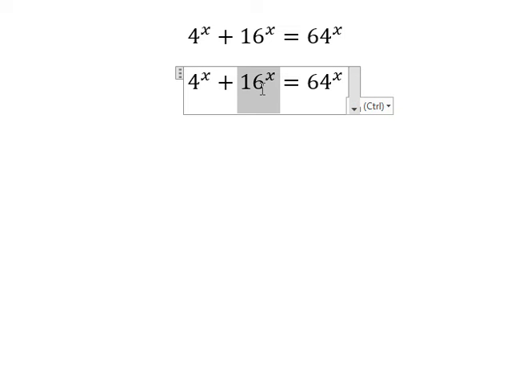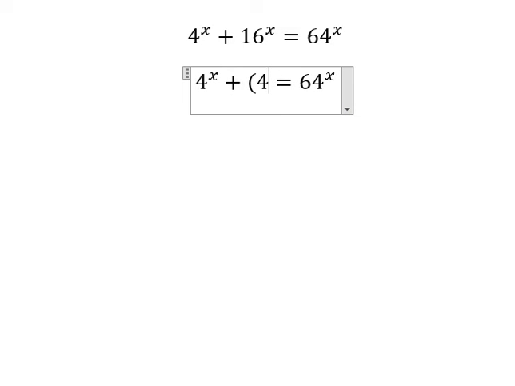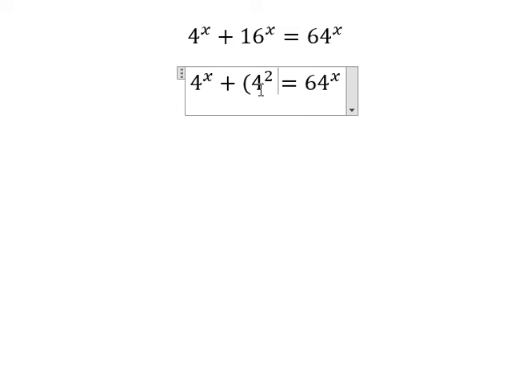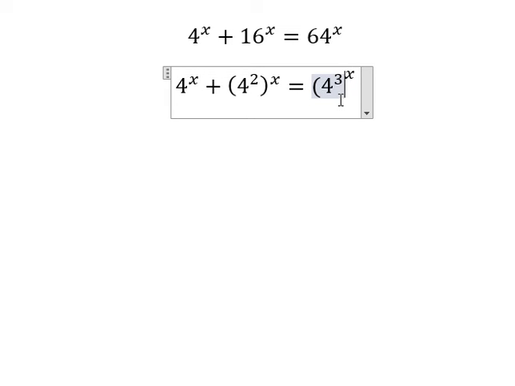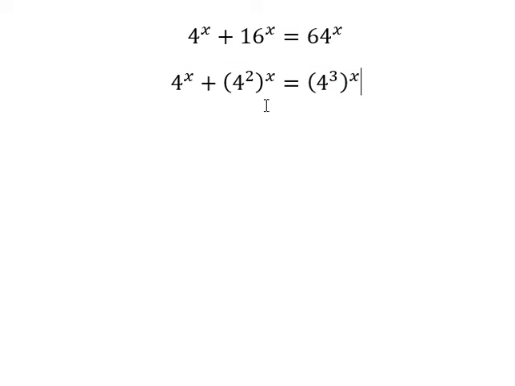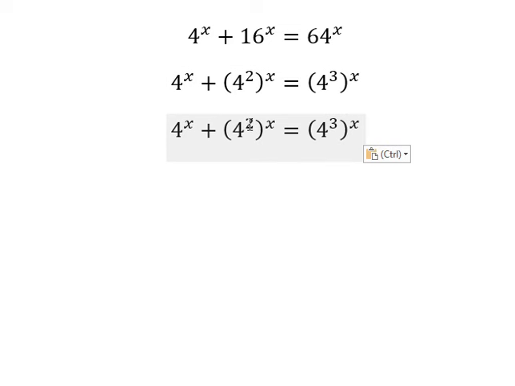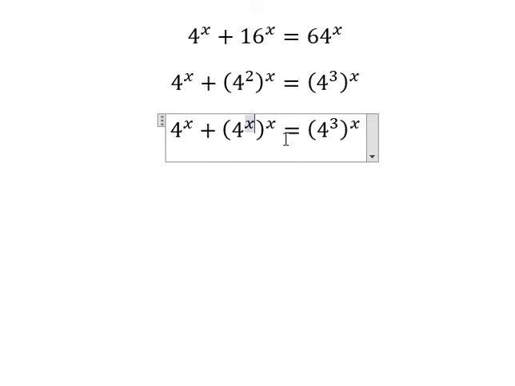We know that the number 16 is 4 to the power of 2, and the number 64 is 4 to the power of 3. So in this situation, we know that 2 multiplied by x and 3 multiplied by x. Now we can combine x and 2 together, and we have it like this.